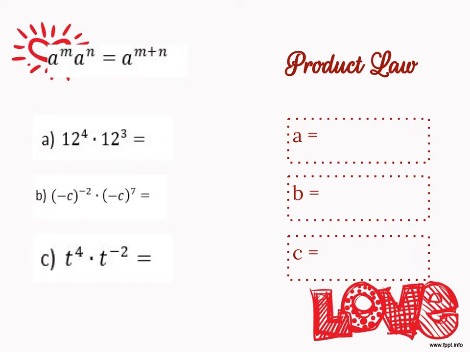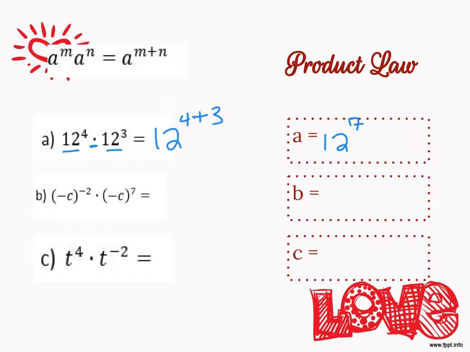So we have the same base here. The 12 is considered a base since there is an exponent attached to it. So we keep the base, we only write the base once, and then you add your exponent since we are multiplying here. So 4 plus 3, which is 7. So that means we have 12 to the 7th power.